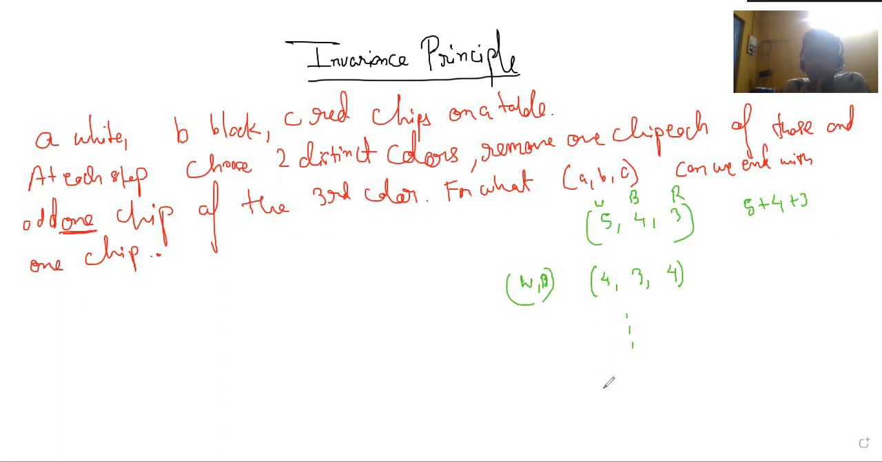Because eventually, just imagine, if you ended up with something like two white chips, you may not be able to make a move, right? You have to choose two distinct colors. I need to have two colors to make the move.